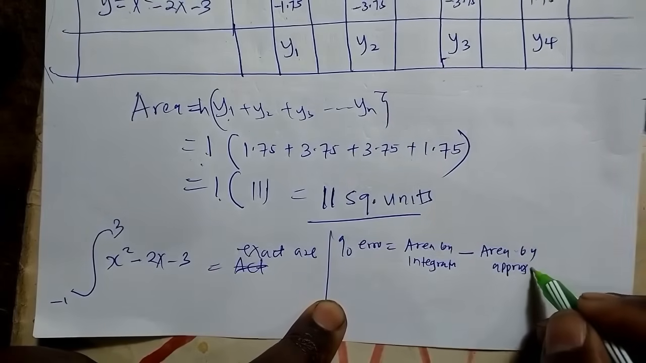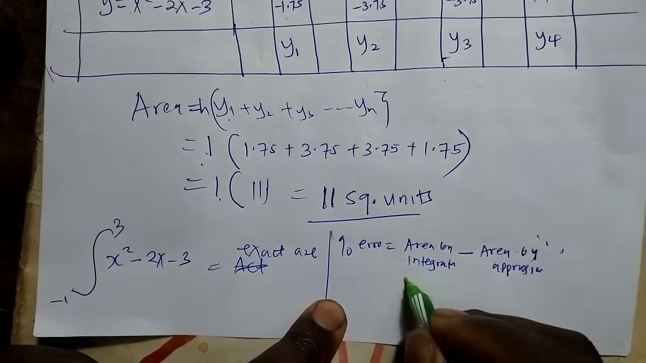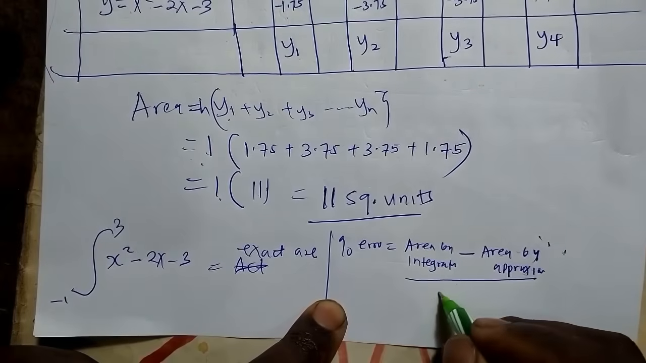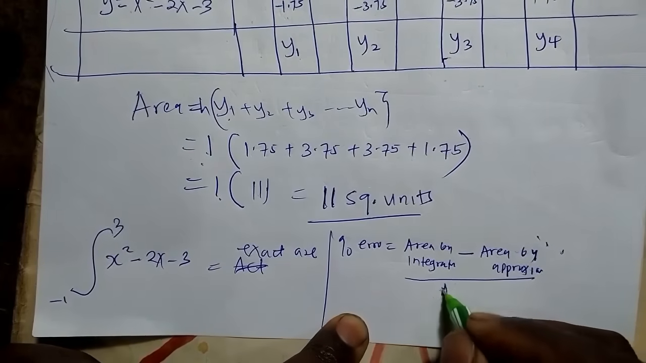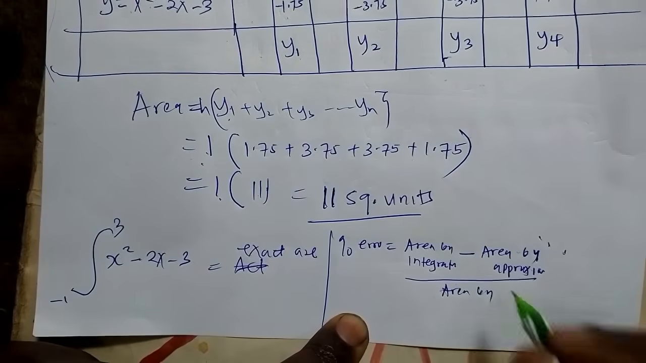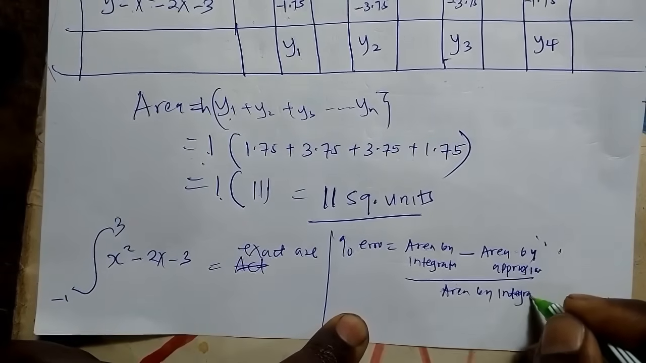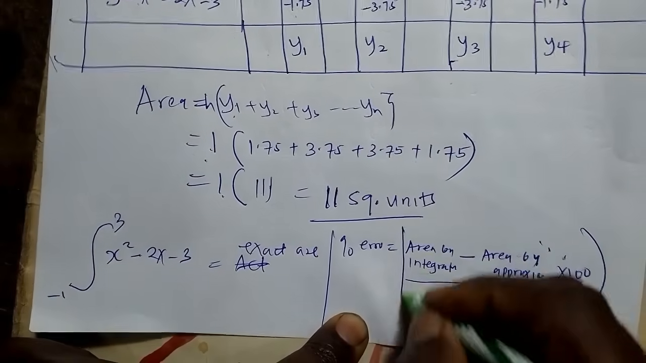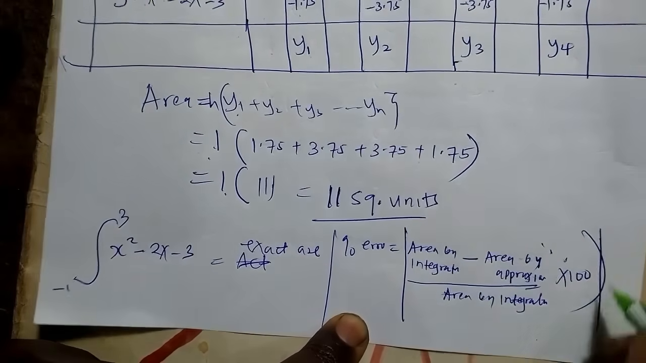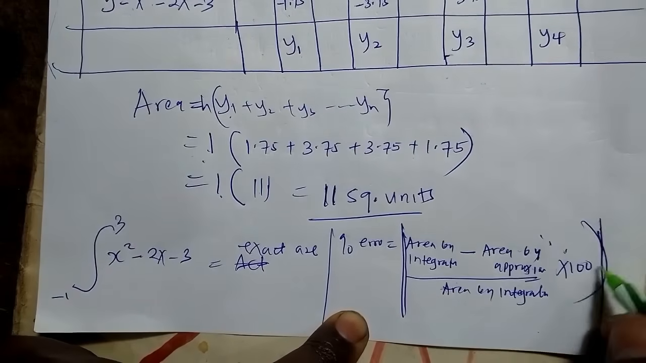The area obtained by approximation, everything here divided by what? Divided by area by integration, that is the exact integration, and then times 100. That one will give you, in fact it is absolute. Even if it is negative, you don't care. So this one is absolute, and this one will give you the percentage.